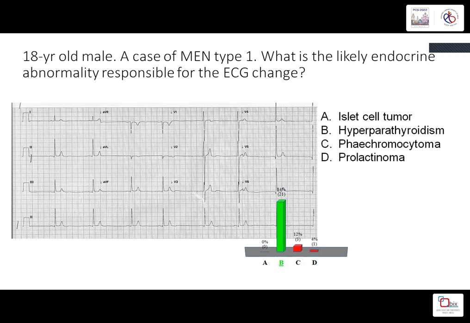In fact, MEN type 1 is associated with islet cell tumors, VIPomas, hyperparathyroidism. Here is not a common picture, but it can also have prolactinoma, pituitary tumors. So that is the diagnosis. Anything more? So, basically, hypercalcemia.